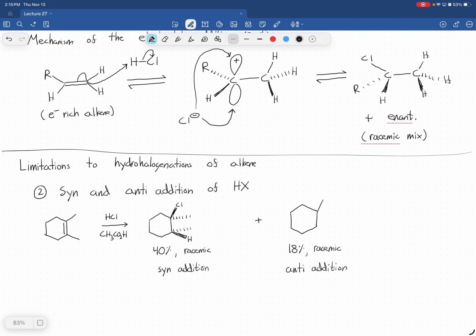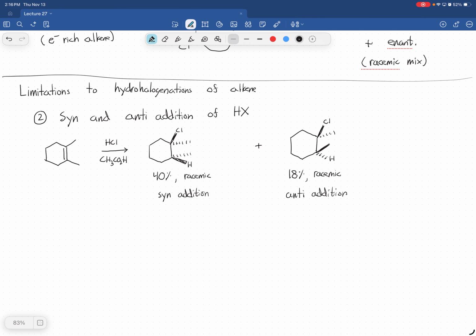All right, so now the chlorine will add to one side, okay? But the hydrogen will add to the opposite face. So you see here, one is on the wedge bond, one is on the dash bond. So that's the anti-addition. They're on opposite sides. So that's only the start of our limitations here.